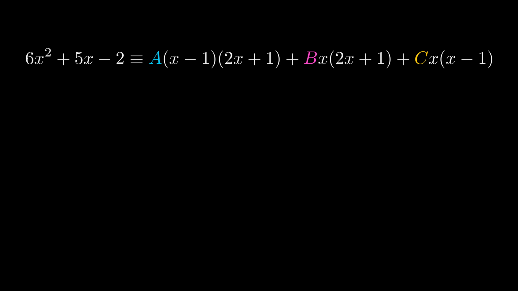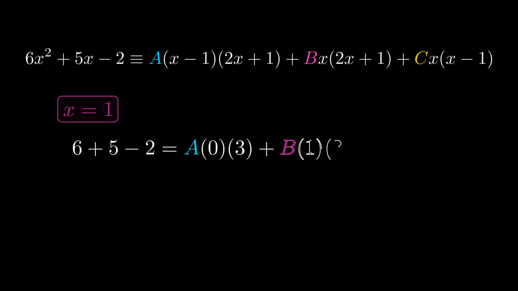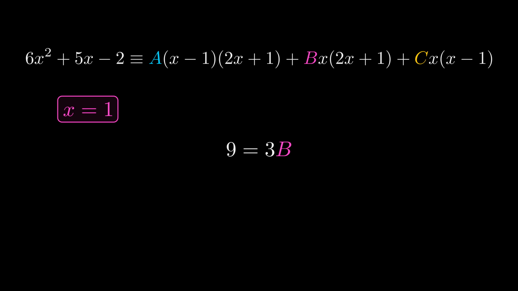Now the clever part, and with three terms, it's even better. Pick x equals 1. Look what happens. The a term and the c term both contain x minus 1, so they both collapse to 0 at the same moment. Two terms gone in a single move. The left side is 9, the right is 3b, so b is 3.